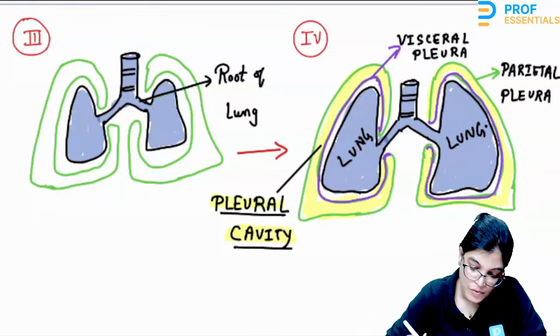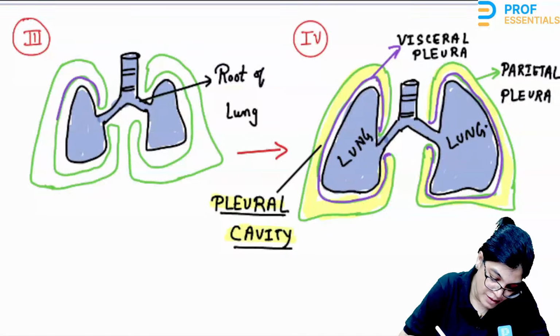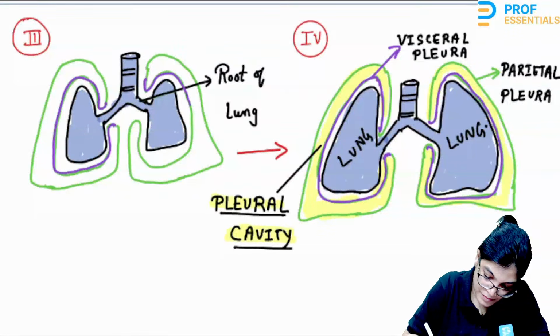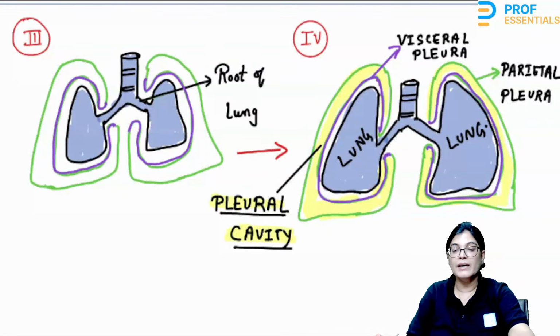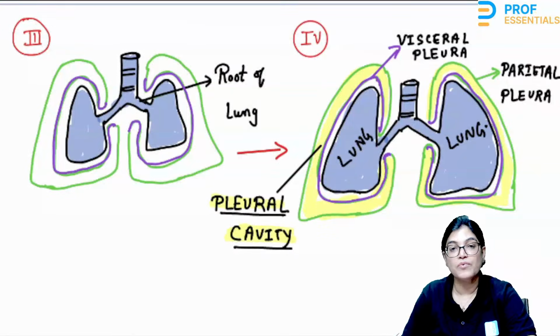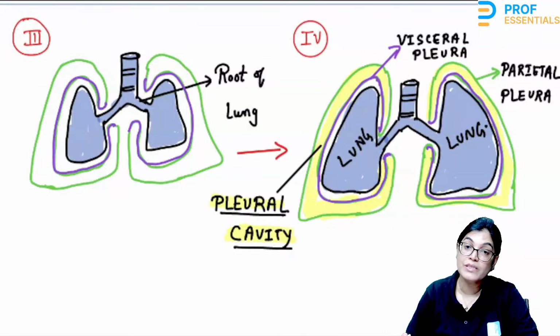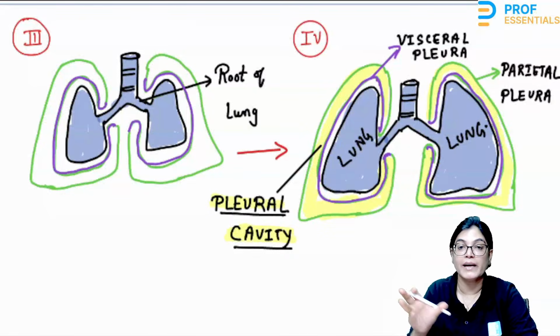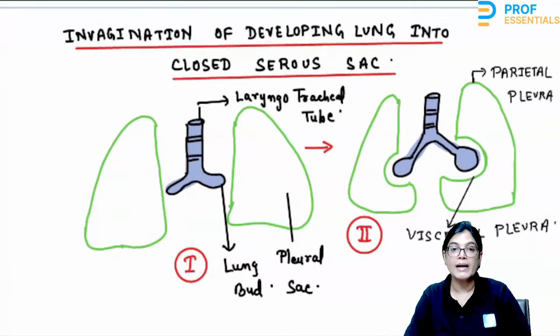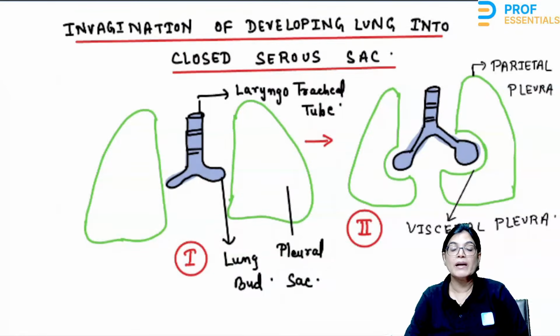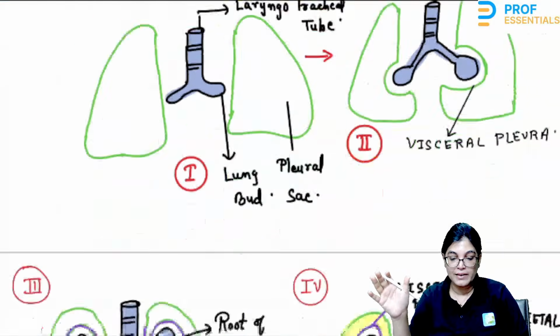Here also, if you want, you can mark this inner layer with a violet pink color and the outer with a green color. Is it okay? So this is how we have got the formation of the two layered serous membrane of the pleura: the inner visceral, the outer parietal, and the space lying between both is the pleural cavity. Got it? So we have understood the 4 steps and the invagination of the developing lung into the closed serous sac. Got it?